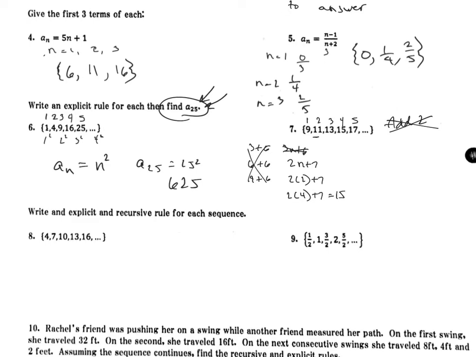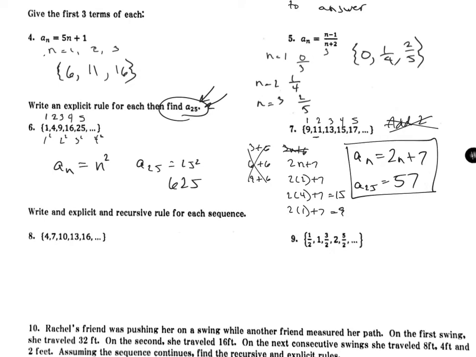Ooh, 15. Let's try the first term. 2 times 1 plus 7 is 9. Boom, there it is. And just like that, a sub n is 2n plus 7. A sub 25 would then be, of course, 2 times 25 plus 7, 57. Now we're going to do both.